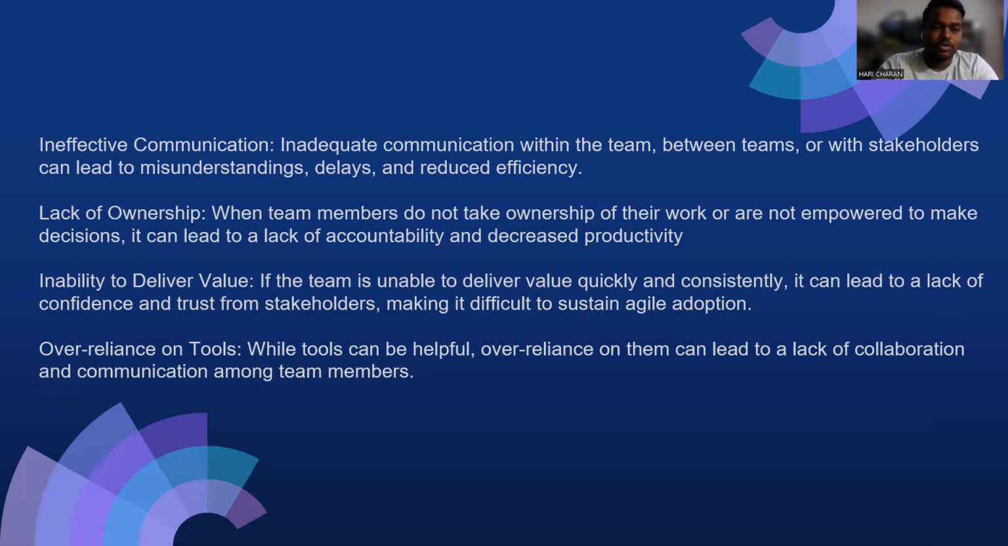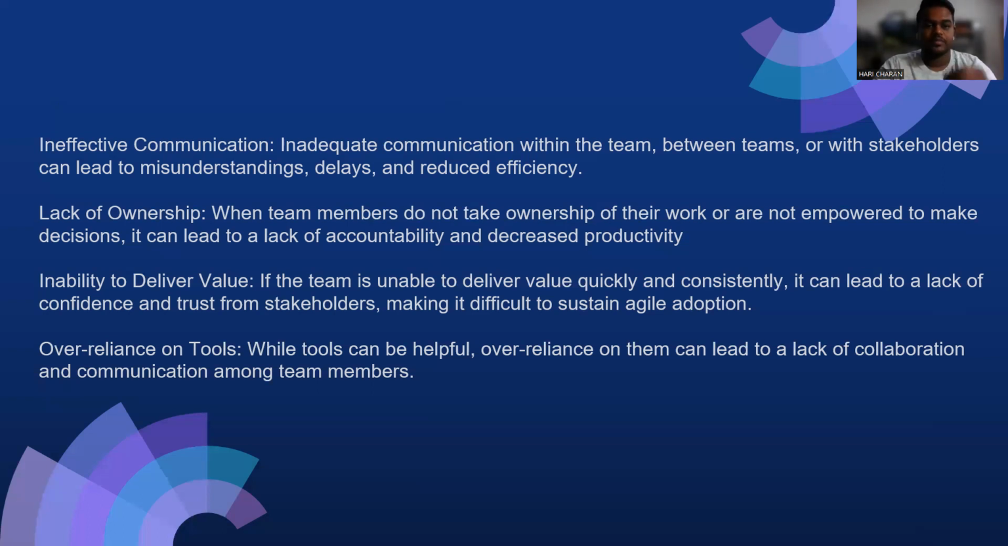If you are unable to deliver a product within the time, the stakeholders lose trust in us, and they will not give us any project in future. So we need to deliver the projects within the time, so that we can earn the trust of the stakeholders and gain more projects from them. And the other one is a lack of ownership.